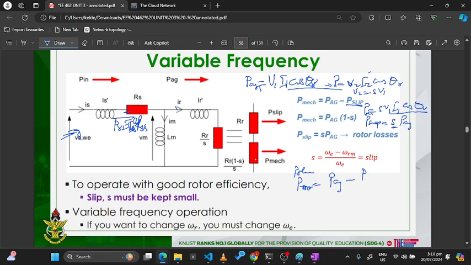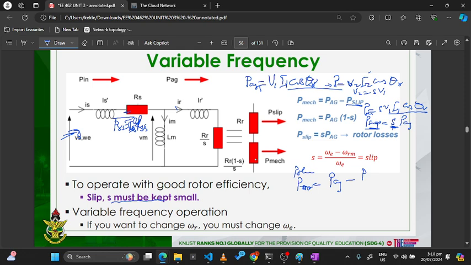So that's why we can't make this zero, and I've already explained why we can't make it zero. So then we keep this very low in order to keep our losses very low. So to operate with good rotor efficiency, the S must be kept small because the losses depend on S.